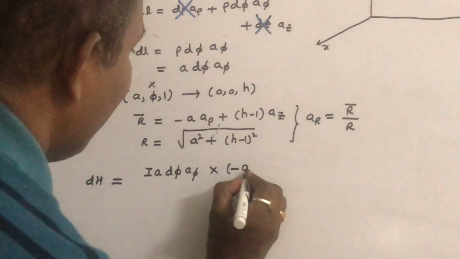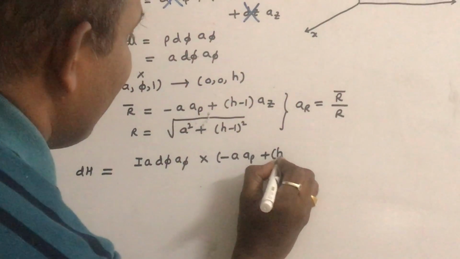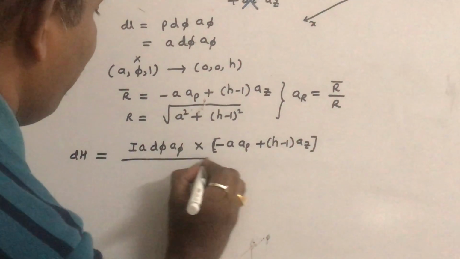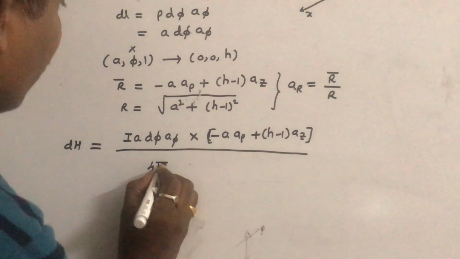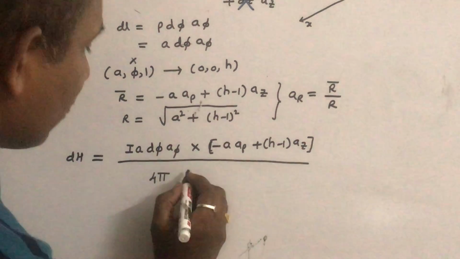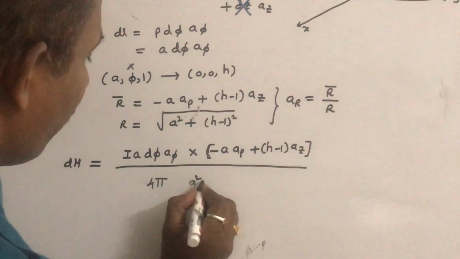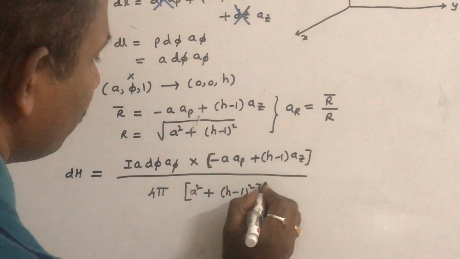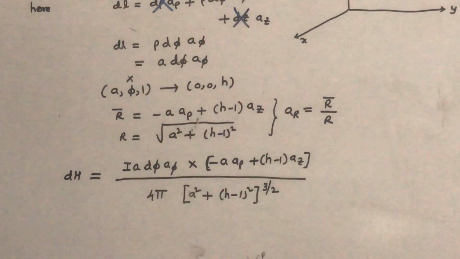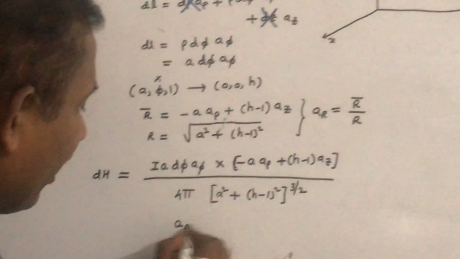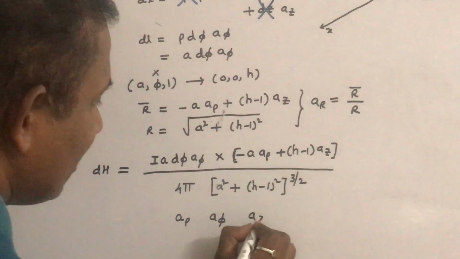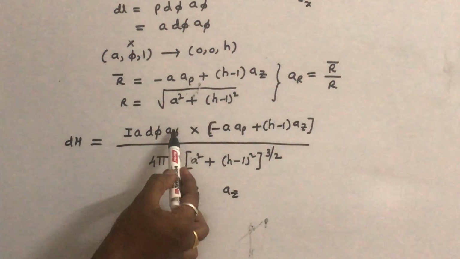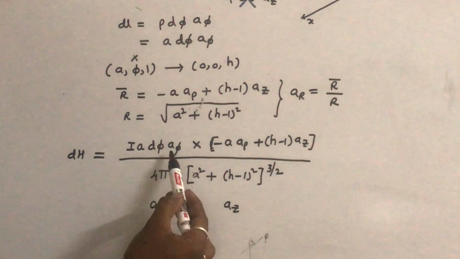R bar is minus a ρ aρ plus (h minus 1) aZ, divided by 4π R square, where R to the power 3 by 2, so the denominator is written as (a square plus (h minus 1) whole square) whole power 3 by 2. Let us take the cross product aρ, aφ, aZ. aφ cross aρ is minus aZ. aφ cross aZ is aρ.